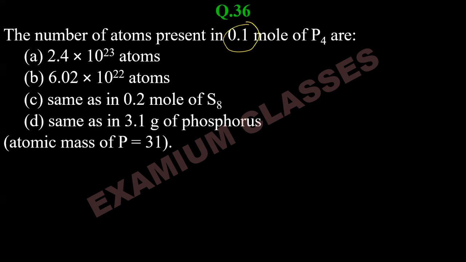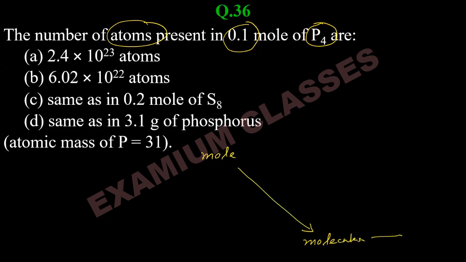Now look here. 0.1 mole of P4. Atoms have been asked, you can calculate molecules. P4 is a molecule, and then you can multiply that by 4, you will get atoms. That is the only trick. What is given? Mole. What you have to obtain? Particles. But these particles will be in the form of molecules. From molecules, you will convert these to atoms by multiplying by 4 because one molecule has 4 atoms.